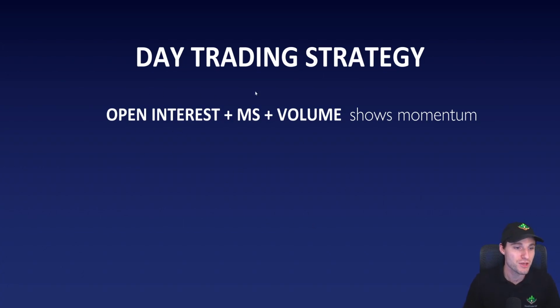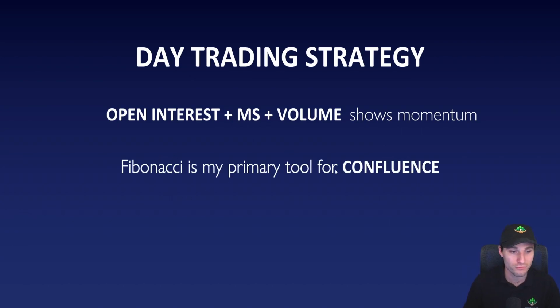Okay, cool. So the open interest, the market structure and volume, this is showing us momentum. The Fibonacci is the primary tool for confluence. And these are some of the tools that I've just shown you that we were looking through on Exocharts.